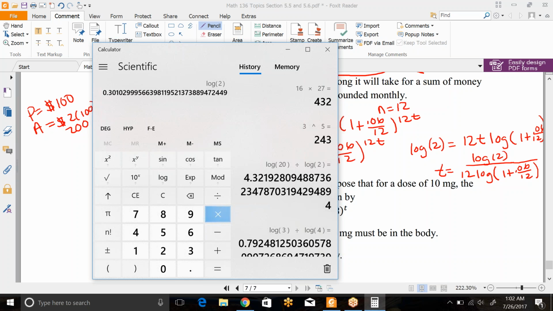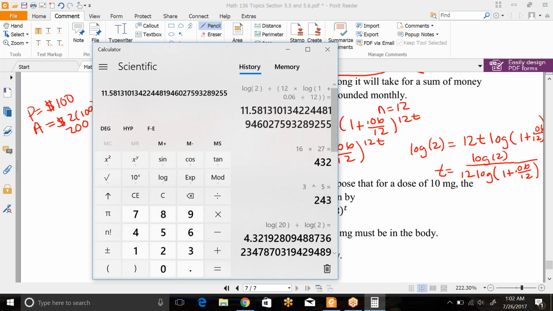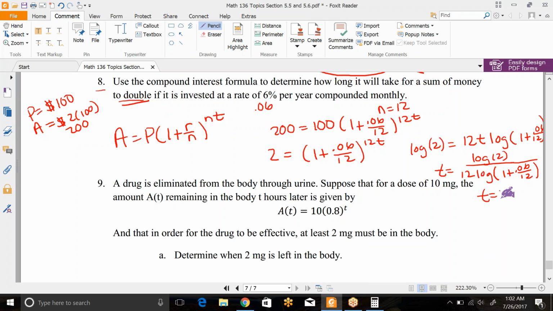So log of 2 divided by, open a parentheses, 12 times, I'm going to open another parentheses for the argument of my log, so 1 plus 0.06 divided by 12, close that, make it a log, and then close the bottom parentheses. So I'm getting 11.58. So t is 11.58 years. So if this person wants their money to double, it's going to take them almost 11.6 years to make that happen. Okay, and that's the end of the video.